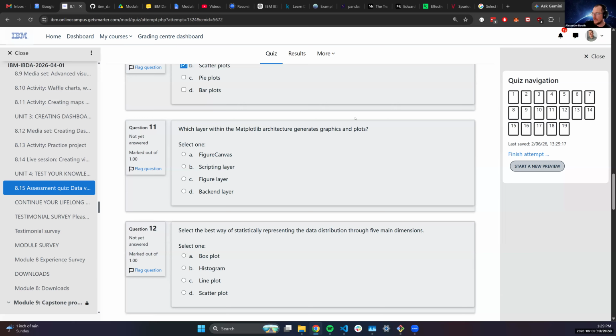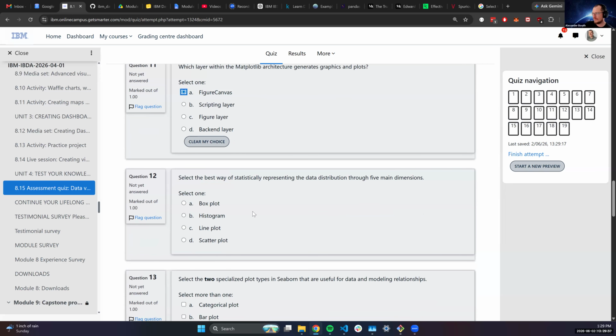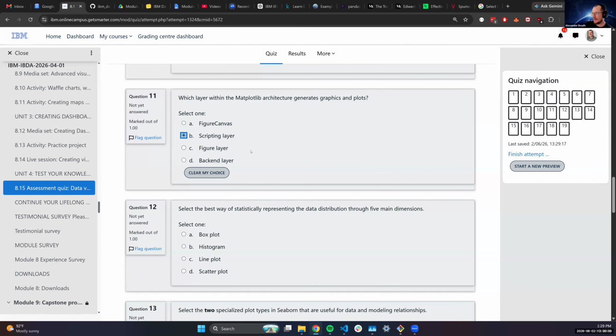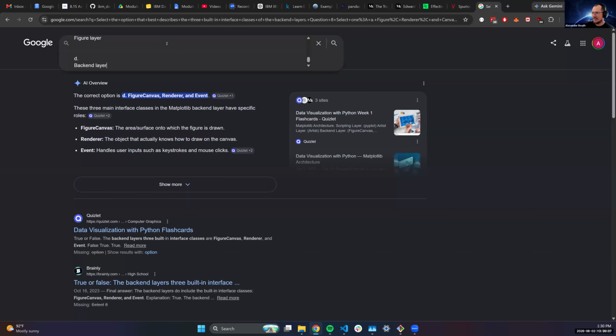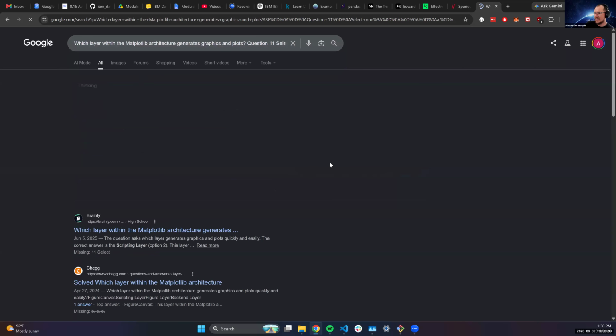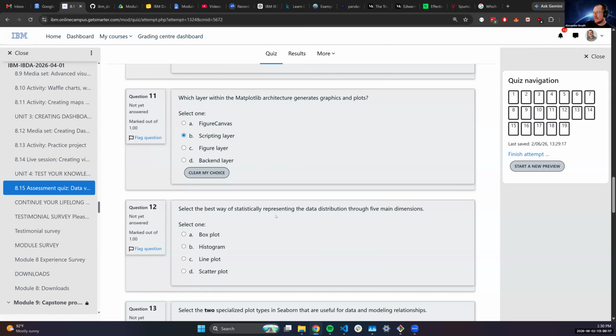Which layer within Matplotlib generates graphics and plots? That'll be the figure canvas. Oh no, it's the scripting layer. Maybe. Let's ask our AI tools again. These are some weird questions. I think it's the scripting layer. Yay! Look at me knowing things. Designed to generate the graphics happens in the scripting layer. The graphics are generated on the figure canvas. Figure layer is not a thing, and the backend is like all of it.